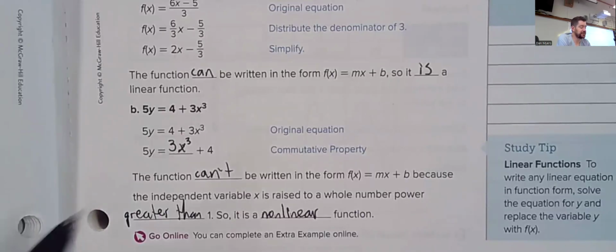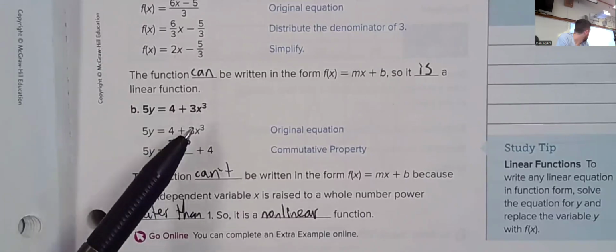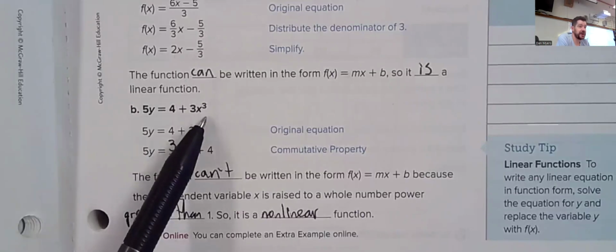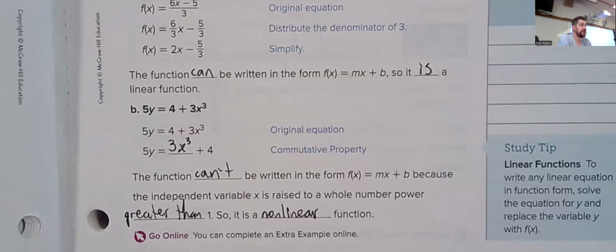You don't necessarily have to go through all this work either. Like this one right here, we can look at this one and be like, oh, there's a cube there. Is there a way to get rid of that cube? No. Okay, it's not linear. You can just go ahead and answer that right away.